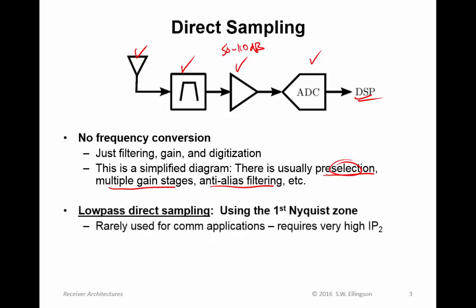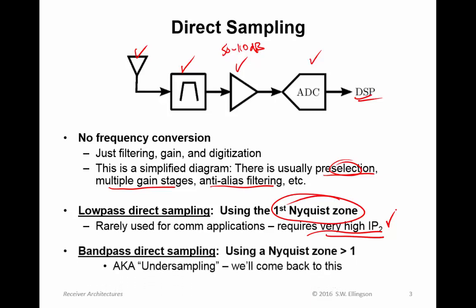Now one variant of this is low-pass direct sampling, where we're using the first Nyquist zone. Now this is rarely used for communications applications because it requires very high second-order linearity, because there's potential for signals in the first Nyquist zone to create second-order harmonics, which appear both in the first and second Nyquist zone.